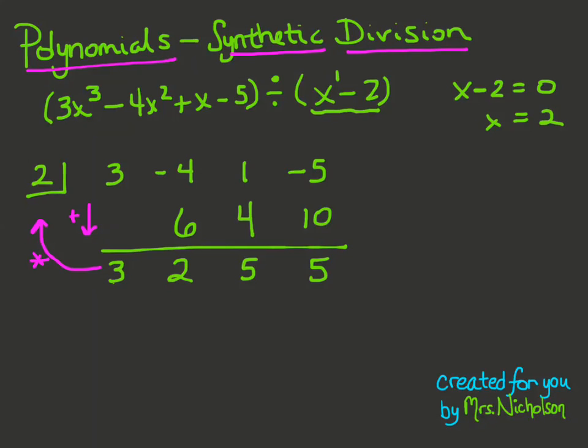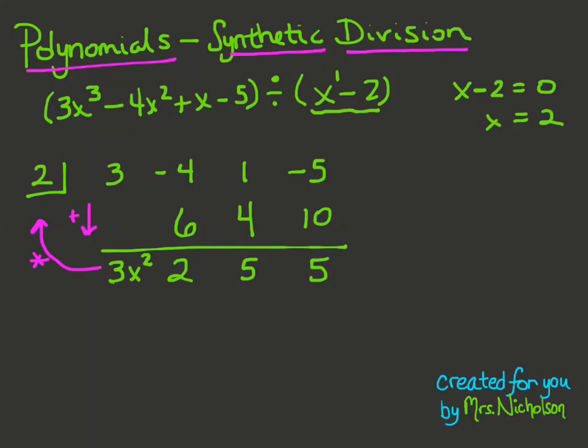Okay, now in this problem, I started out with a cubic polynomial. My first polynomial was 3x cubed, and then it went on from there. So it was a cubic polynomial. I divided by a linear polynomial. I divided x cubed by x to the 1. And whenever I do that, I should end up with an x squared answer. Now these numbers that I got at the bottom of my synthetic division, the 3, 2, 5, 5, those are now coefficients on my new polynomial.